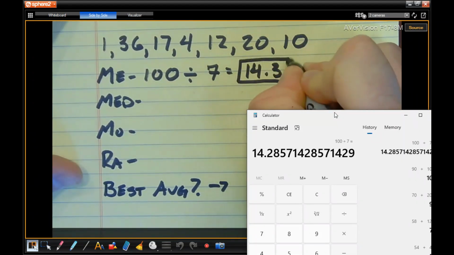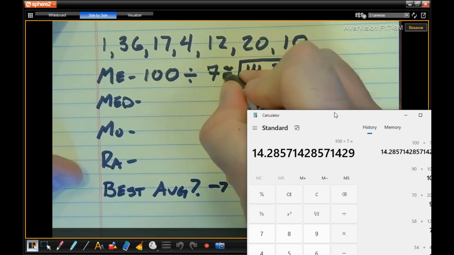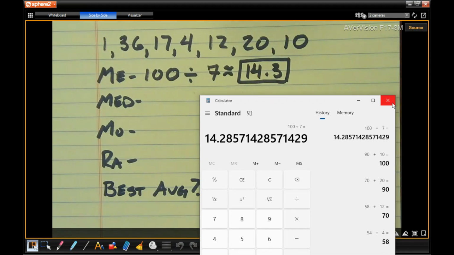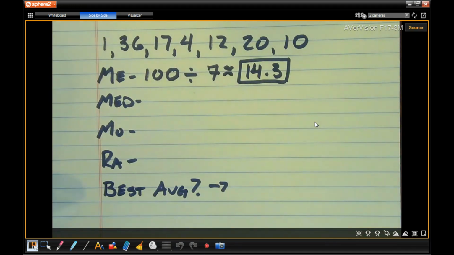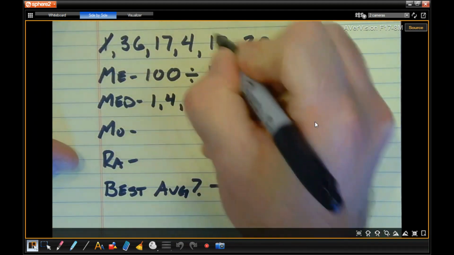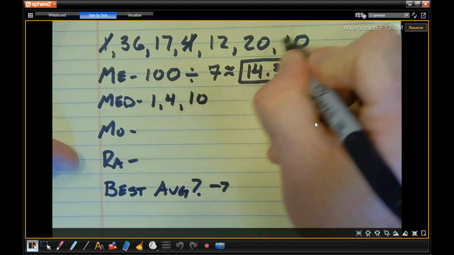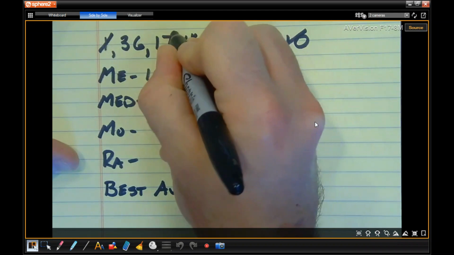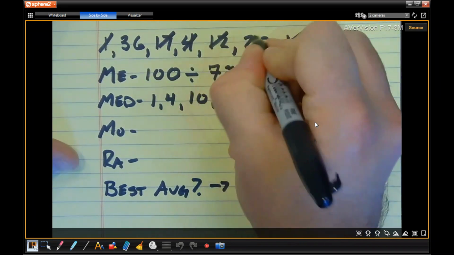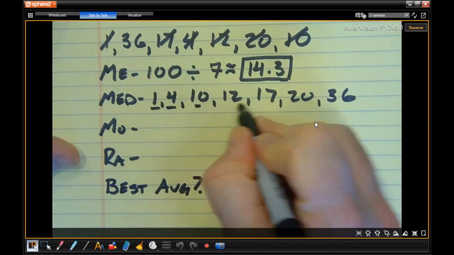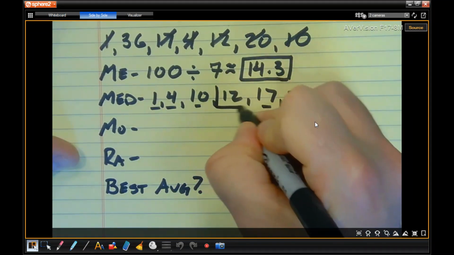Okay. And in this instance, you'd use this little guy. It means approximately, because it's not exactly 14.3. Now, what's our median? Let's put them in order. Okay, we got 1, we got 4, we got 10, we got 12, we got 17, we got 20, we got 36. Okay, so our median, 1, 2, 3, 1, 2, 3, our median is 12.